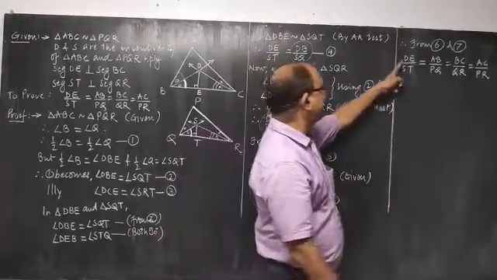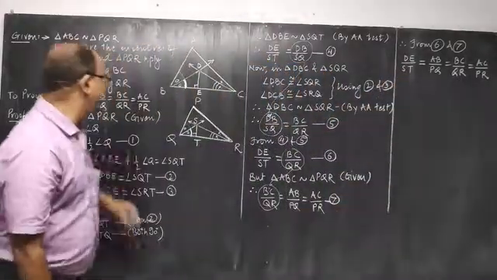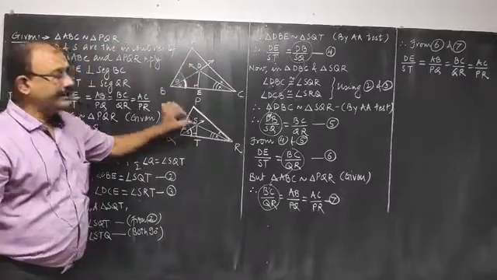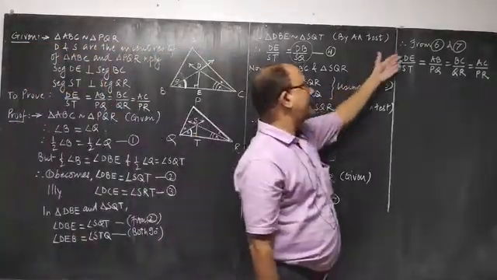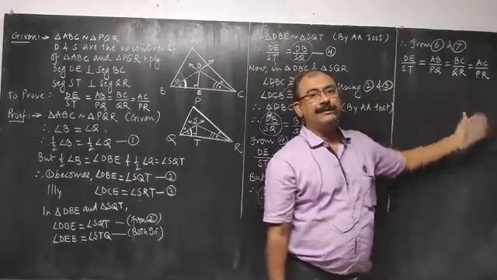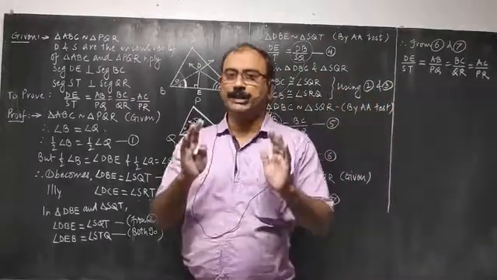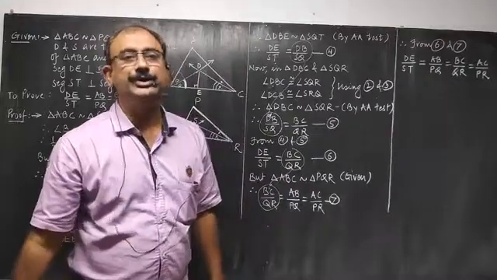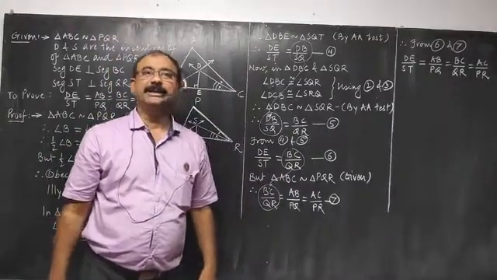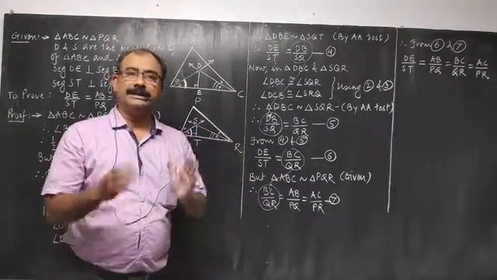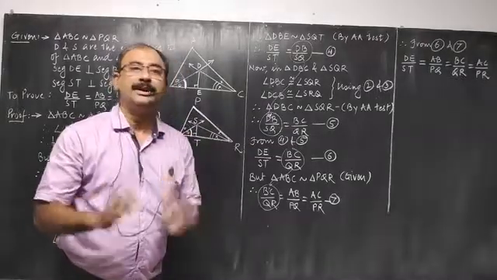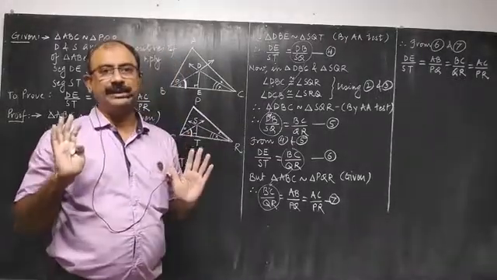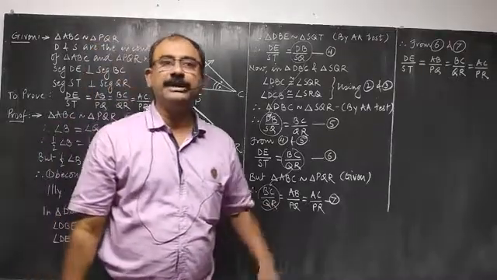But what are DE and ST, these two segments? These are the radii of the incircles. So what I have proven is that the ratio of radii is equal to the ratio of corresponding sides of the two similar triangles. In other words, we can say that the radii of incircles are proportional to the sides of the similar triangles. So that proves the required result.